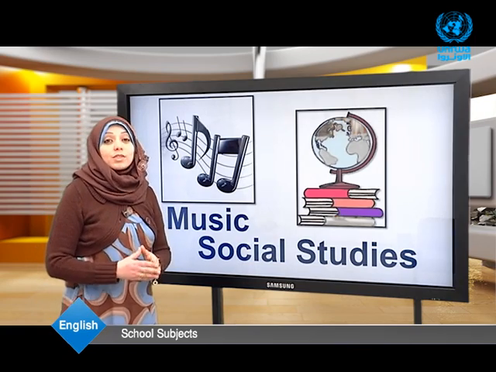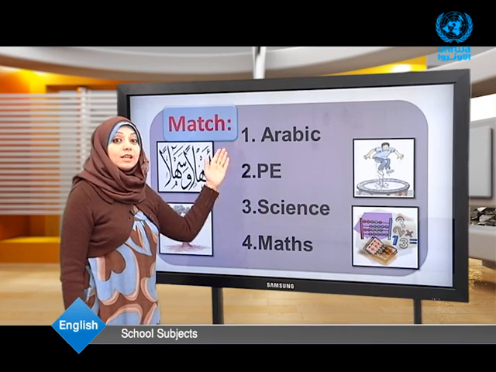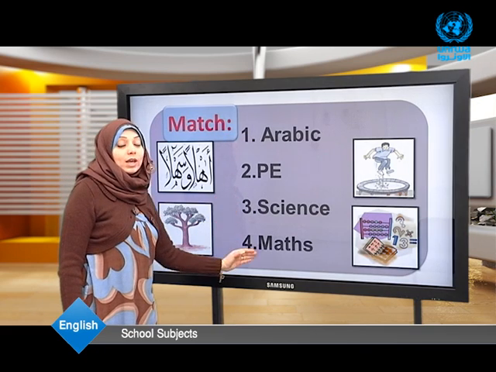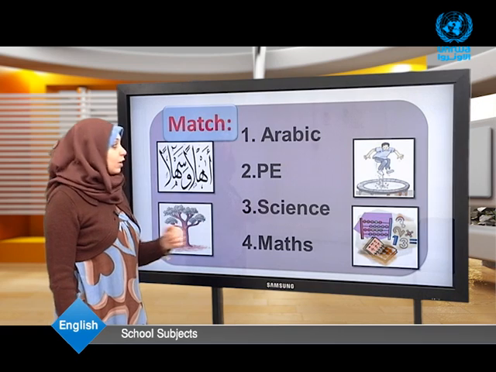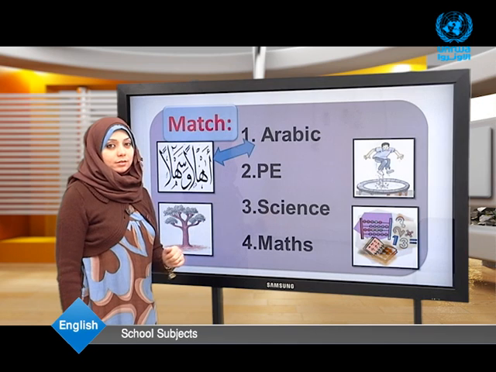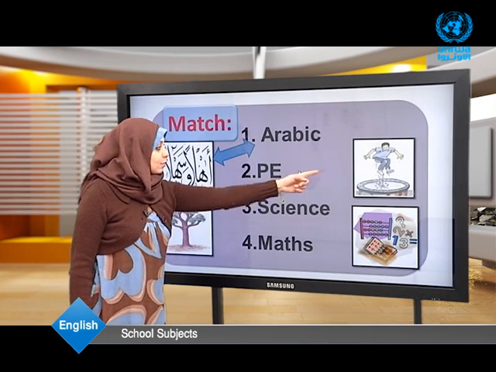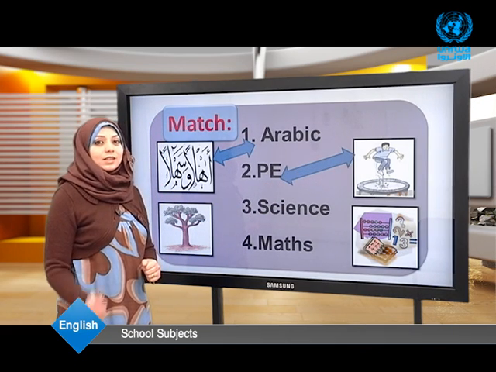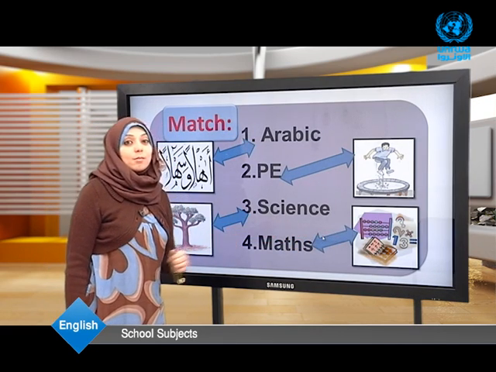Now let's practice with the first activity, which is match. Look here, we have 4 pictures and 4 school subjects. We have Arabic, PE, science, and we have maths. Look again at the pictures. Very good. This is Arabic. Number 2, we have PE. What is the correct picture? Very good. This is PE. What about science? Excellent. This is science. And of course, this is maths.